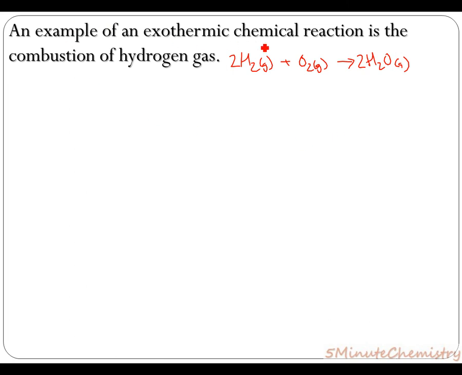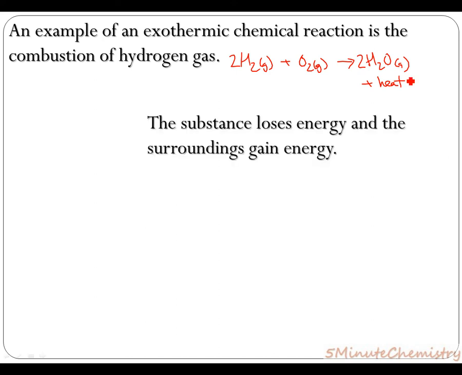So let's say that this combustion takes place. What we're going to see is that my reactants, the starting portion, when they come together and form this product, are going to also release heat. A way that we could describe this is the product plus heat. So that is exothermic. The substance loses energy and the surroundings will gain energy.